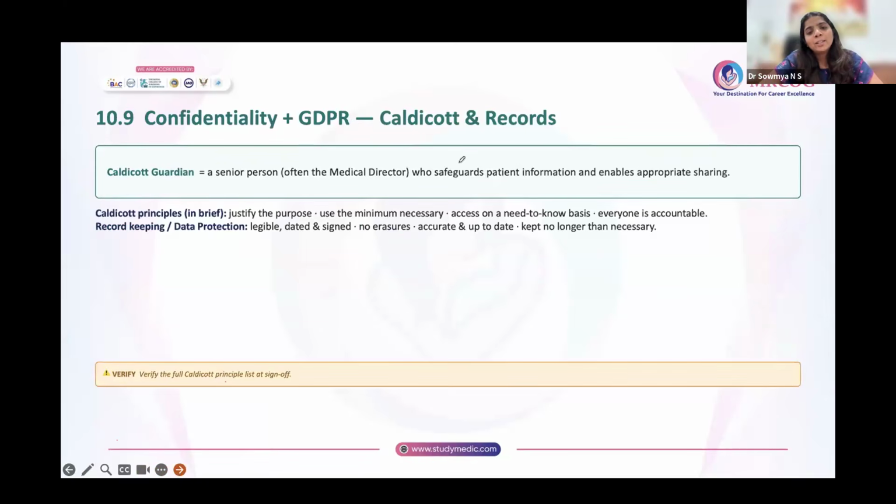Caldecott principles, I think I've already told. This is to protect the confidentiality of the data. You can't be letting everybody know the data. Caldecott guardian is a person, usually the medical director, who safeguards the patient information.